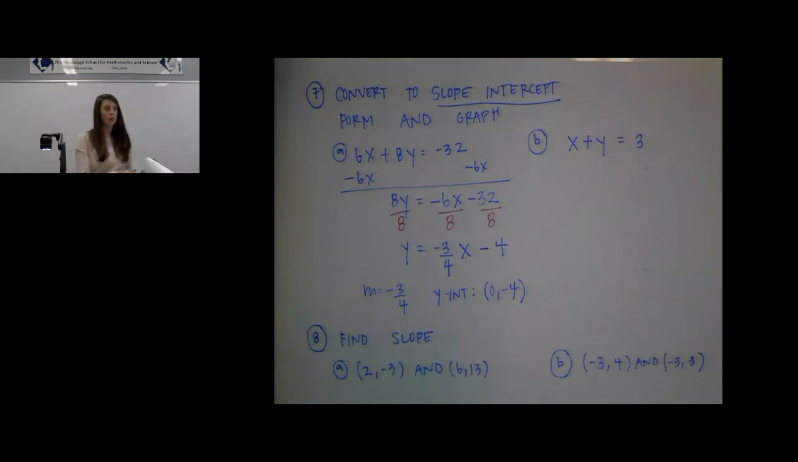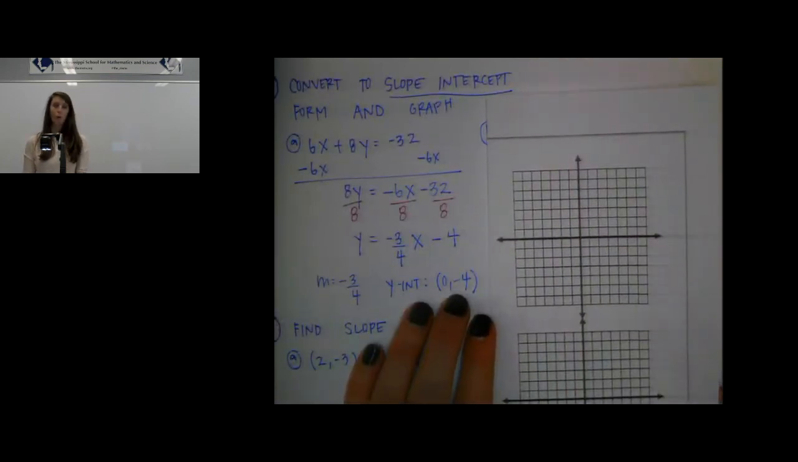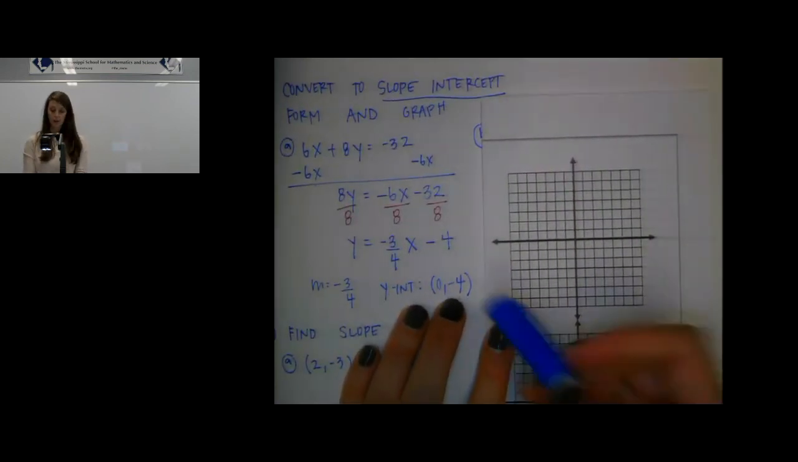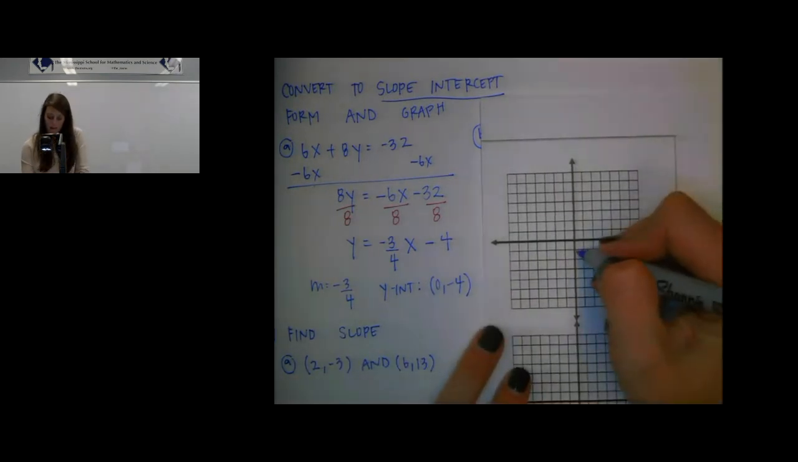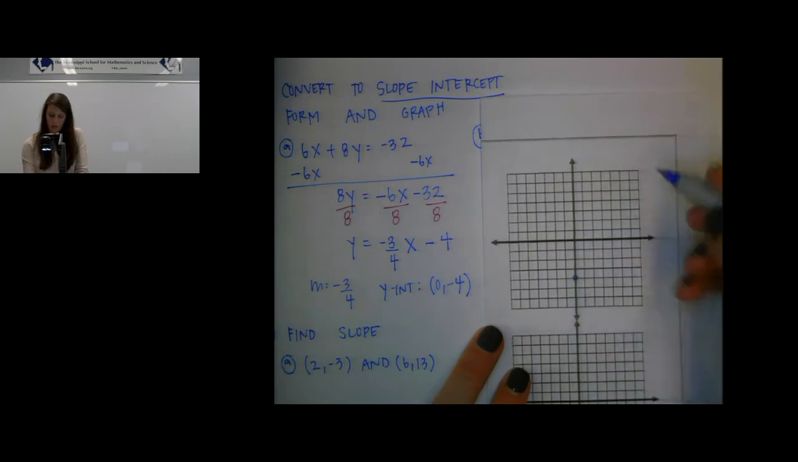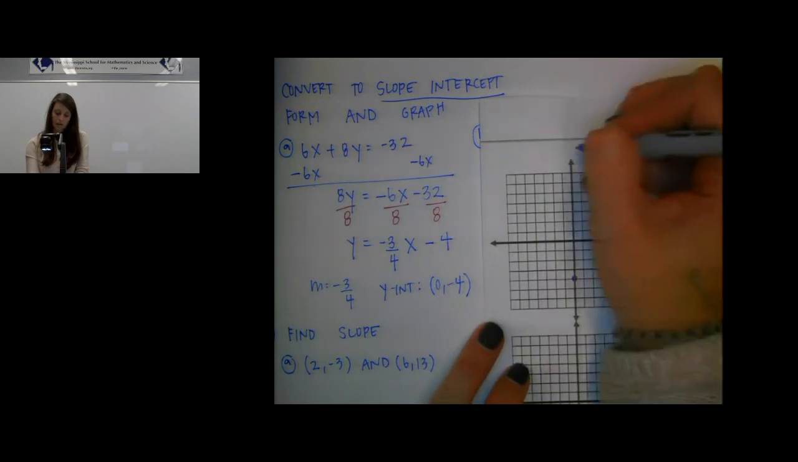Okay, so now let's use this information to graph. If I was to graph this, the only ordered pair that I know is going to be the y-intercept. So that's the only point that I can plot. So I'm going to take this ordered pair right there and I'm going to plot it on the y-axis. So 1, 2, 3, 4.